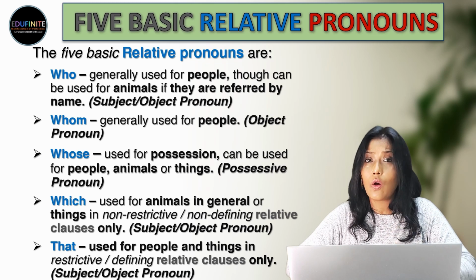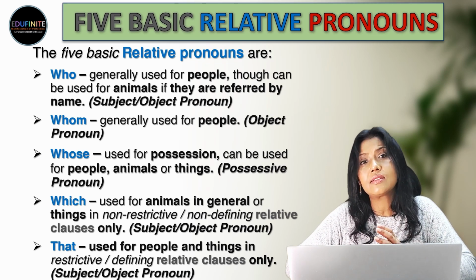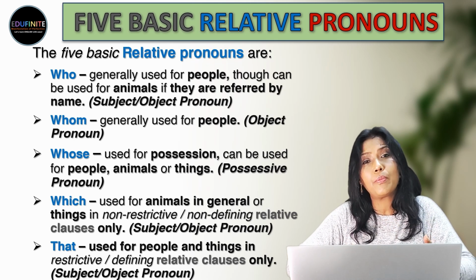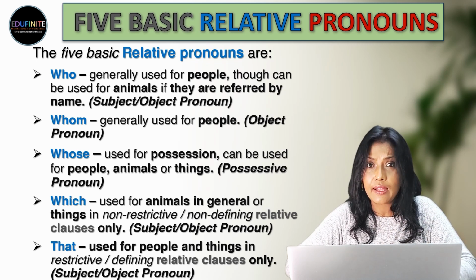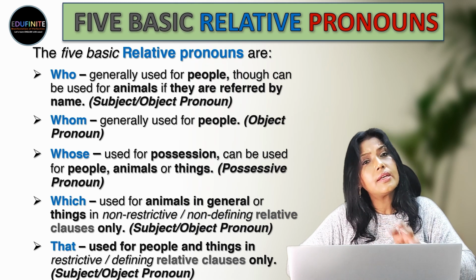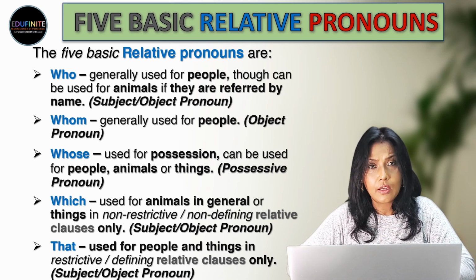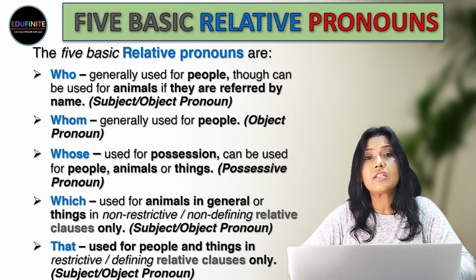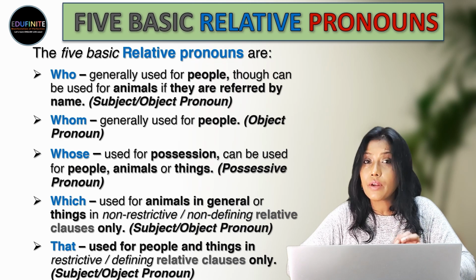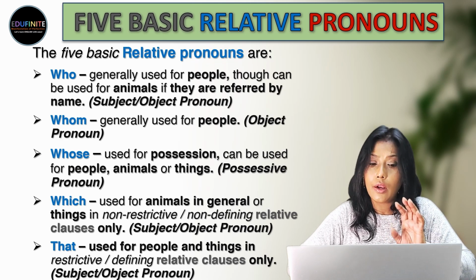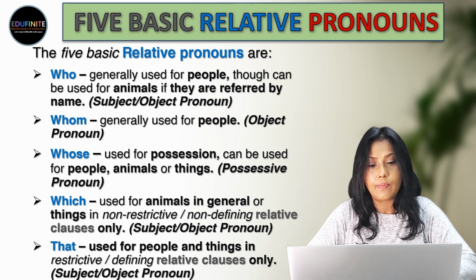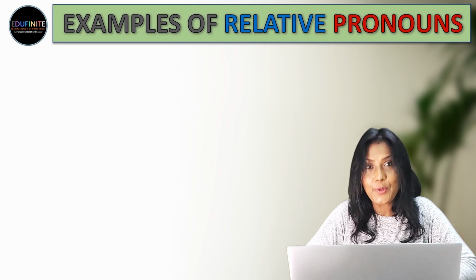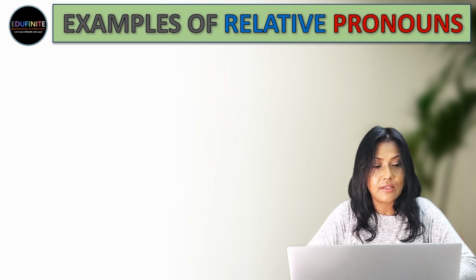And the relative clause that is not an integral part of the sentence, that means it is giving some additional information about the noun it is modifying. Without that information, the sentence will still have its meaning. So that's not an integral part of the sentence. So then we call that relative clause a non-restrictive relative clause or non-defining relative clause. Now let's move on to the examples of relative pronouns to understand them much better.